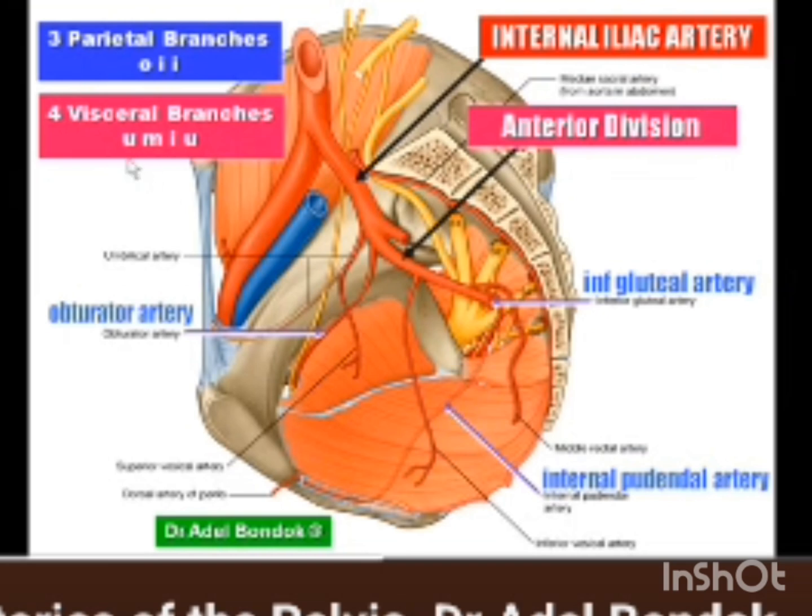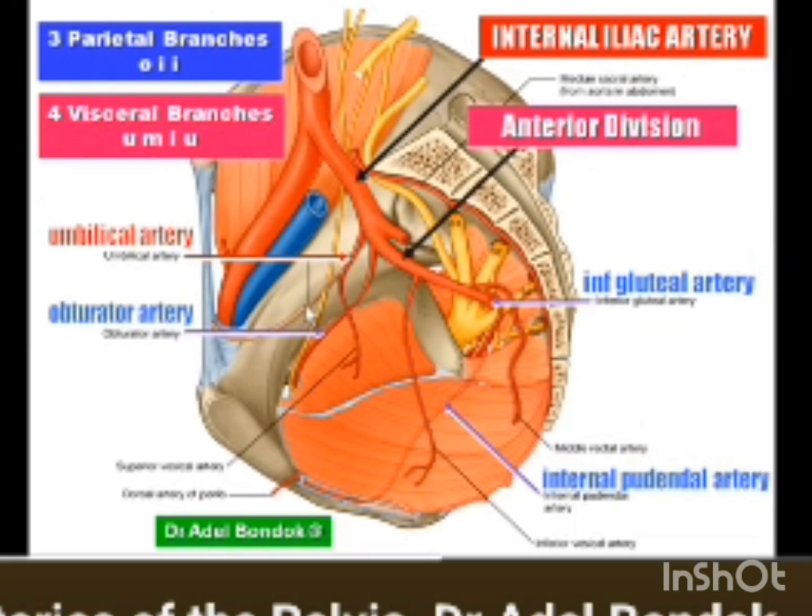The visceral branches are three in the male, four in the female. The first one, this one, umbilical artery. This umbilical artery gives the superior vesical branches to the urinary bladder and obliterates to form the medial umbilical ligament.